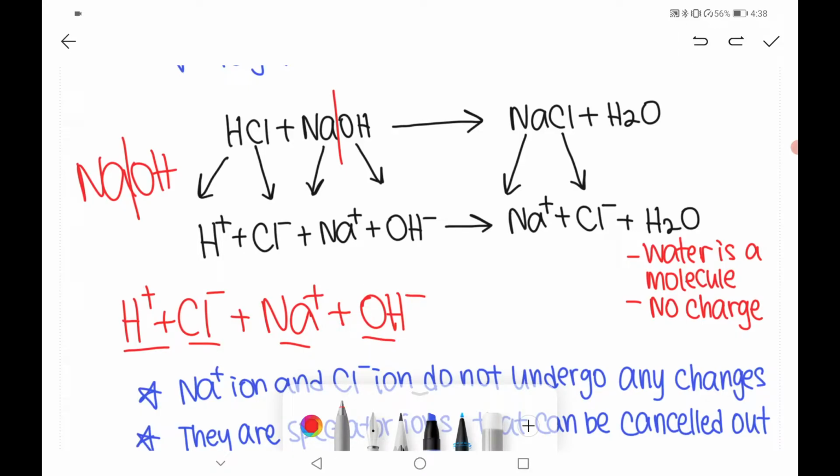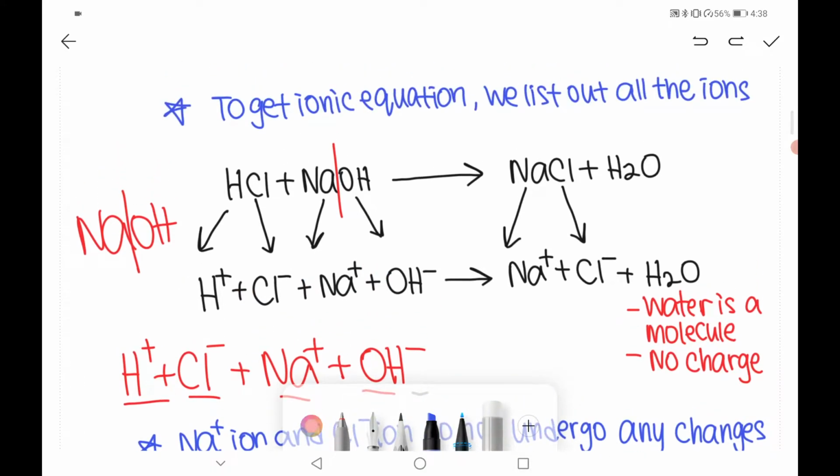Okay, so that's it. So we put a plus, so we know that we have all these ions. After we list out all the ions on the left hand side, now we do the same thing on the right hand side. Let's go to the right hand side and we do the same thing.